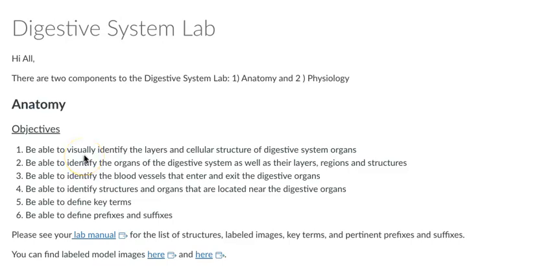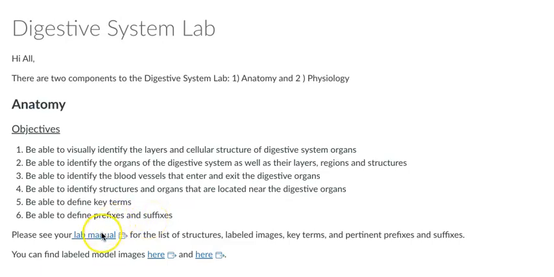Some of these are for microscopic anatomy, so layers and cellular structures, as well as the organs, digestive systems, as well as the layers, regions, structures. There'll be a few blood vessels that you will need to know. It's not going to be a lot. Identify the structures and organs that are located near digestive organs. Some of the models will have another organ next to them, so you should be able to identify what that is. And then, as always, key terms, prefixes, and suffixes.